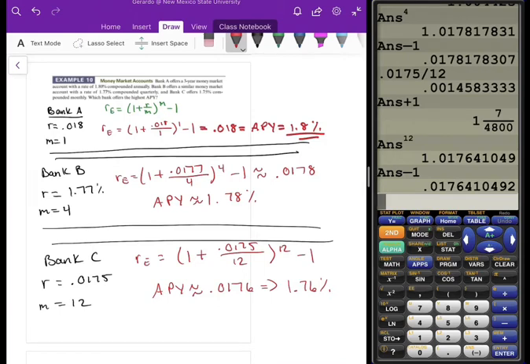So which one's offering the highest APY? The winner for this would be Bank A, highest APY.